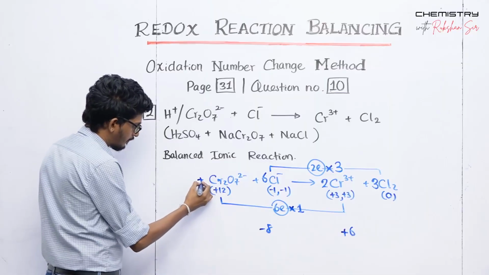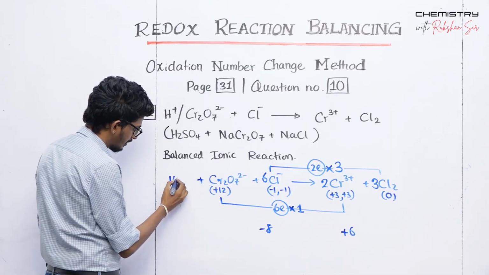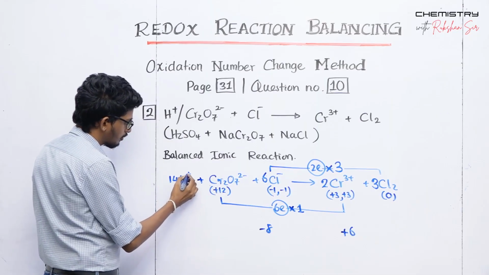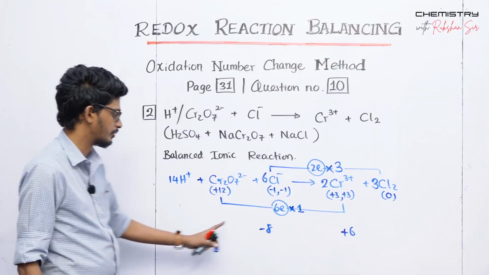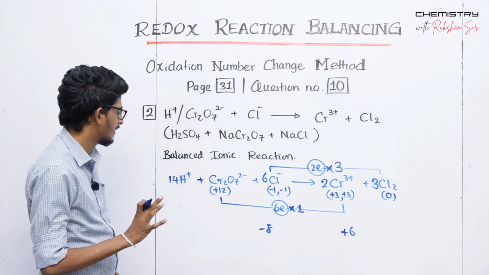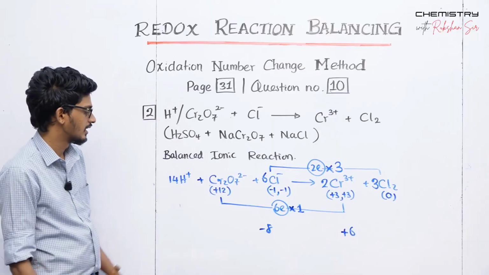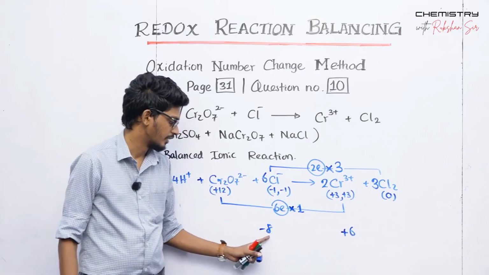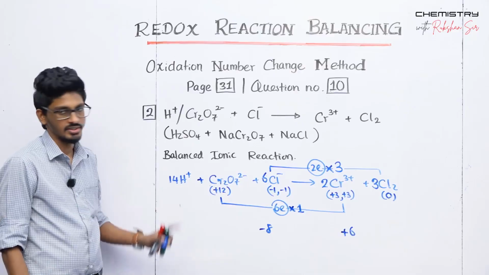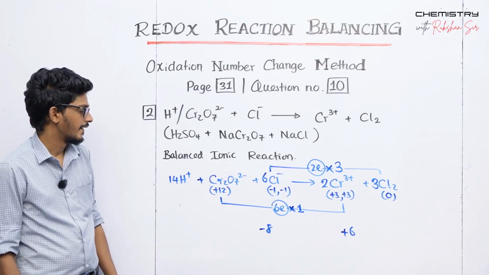So 14 H pluses should be added to balance the 14 units of difference, as the medium is H plus. To the side with the least positive nature, that is this side, those 14 H pluses are added.